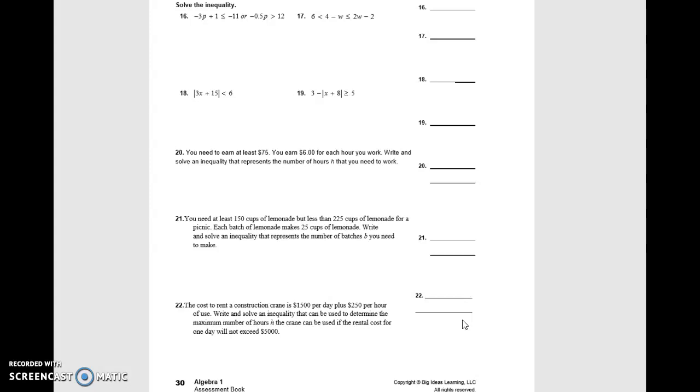There should be no equal signs on this test. This is an inequality test. Everything is less than or greater than, or less than or equal to, or greater than or equal to.